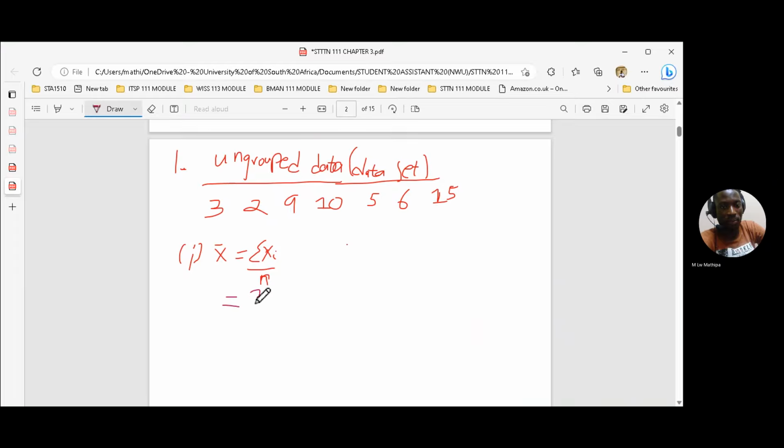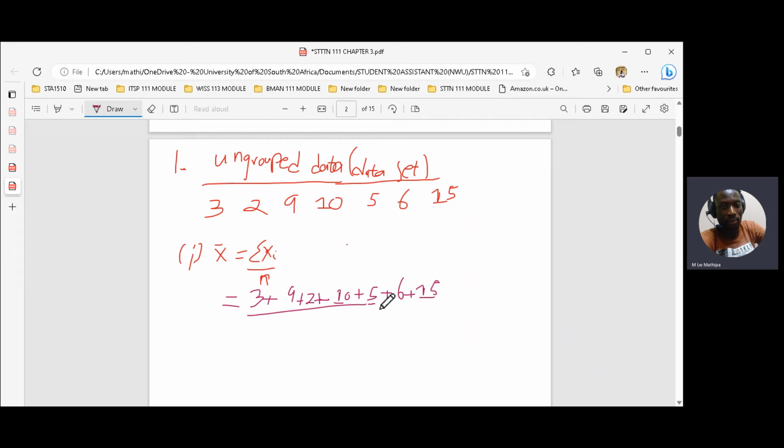Now we're going to add 3 plus 9, plus 2, and then plus 10, and then plus 5 plus 6 plus 15.